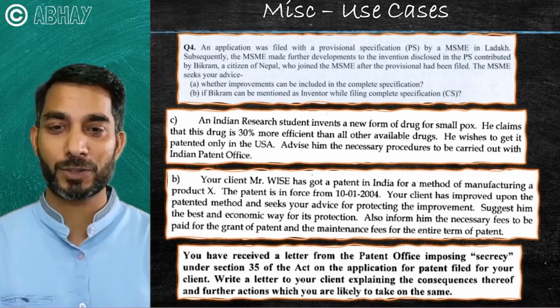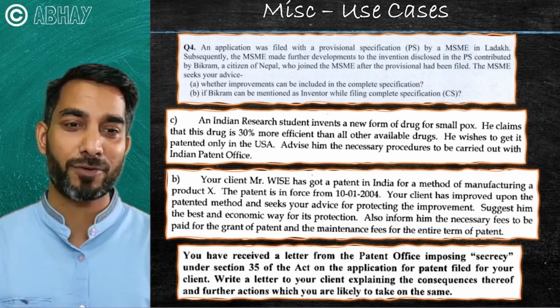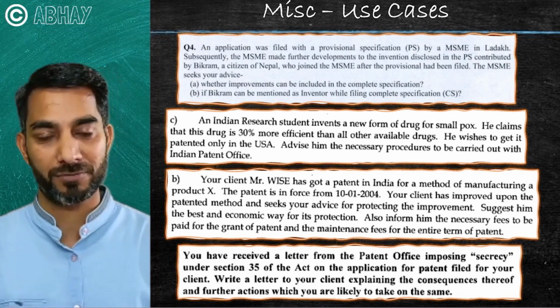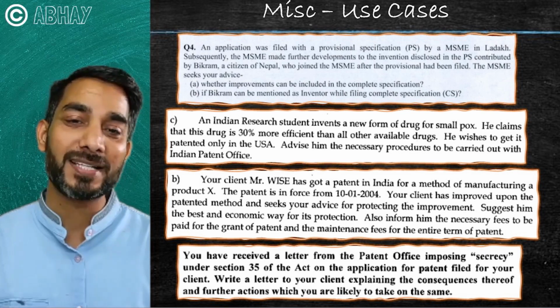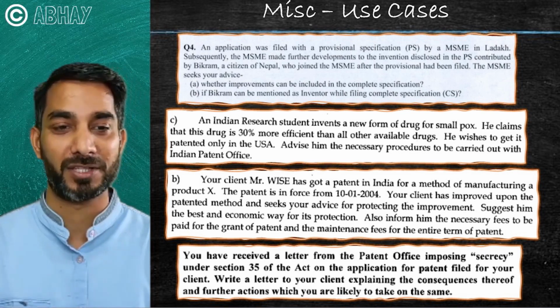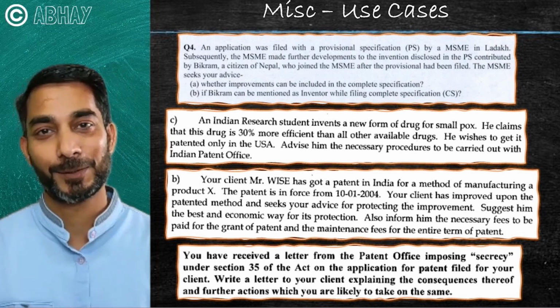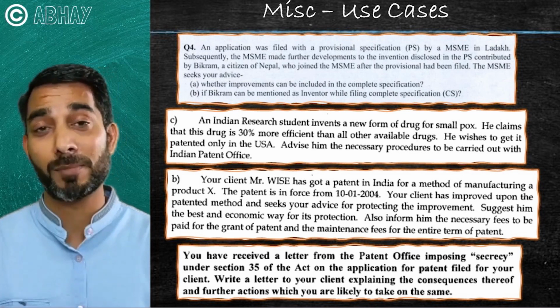The next one: your client, Mr. Wise, got a patent in India for a method of manufacturing a product X. The patent is in force from 2004. Your client has improved upon the patented method and seeks your advice for protecting the invention. Suggest to him the best and economic way of protection. So they have already told you the best and economic way, and they are talking about improvements.